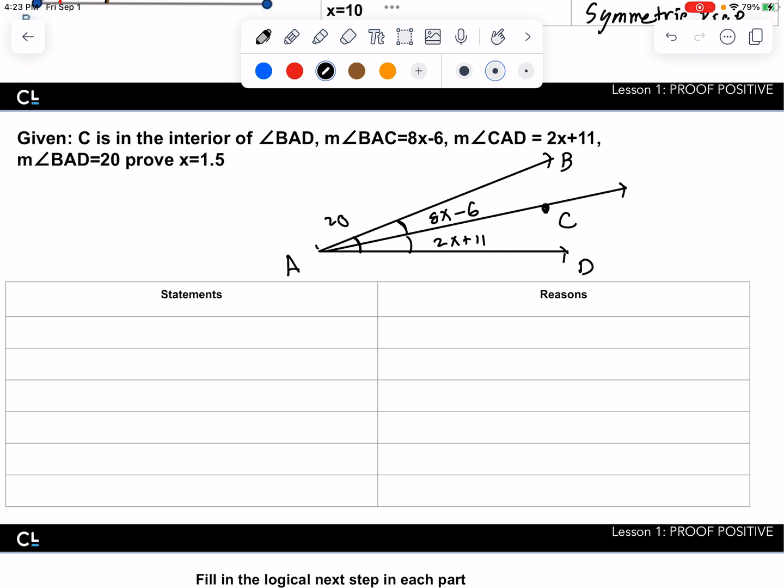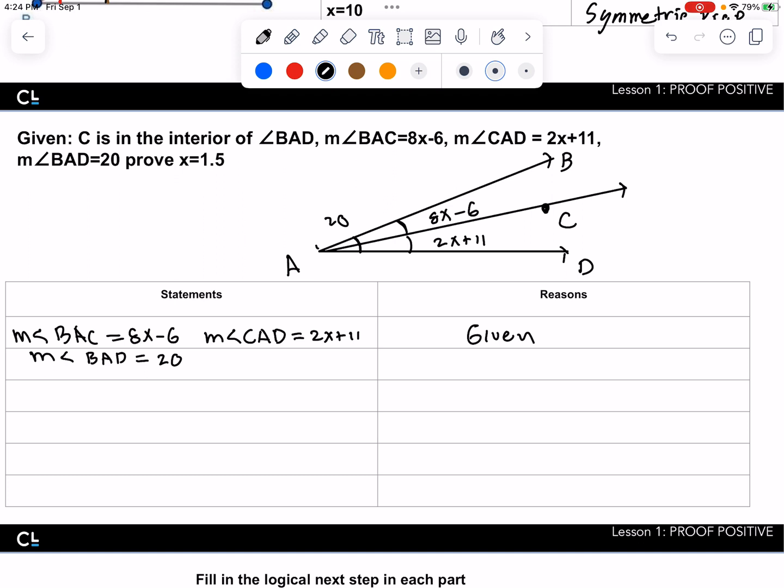Okay, so let's just write the given. We know that BAC, so we're going to say the measure of BAC equals 8x minus 6. We have the measure of CAD is 2x plus 11. And we also know that the whole angle, which is BAD, the whole angle is 20. That's given.